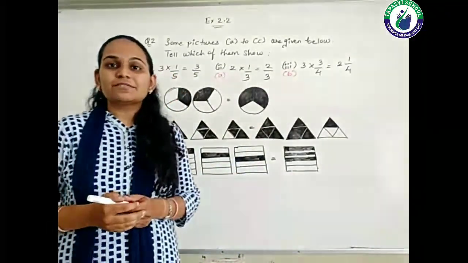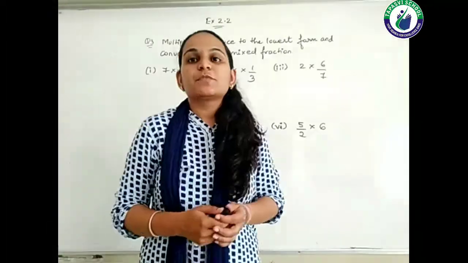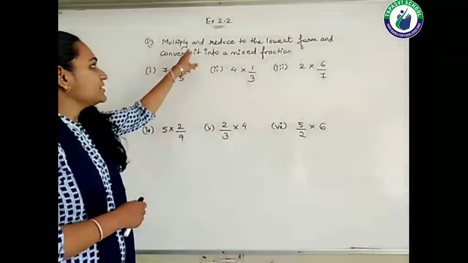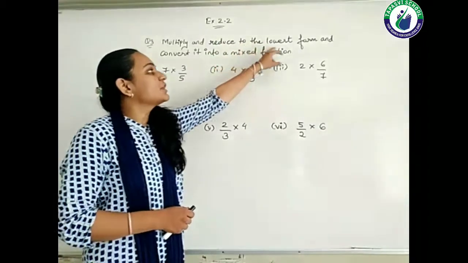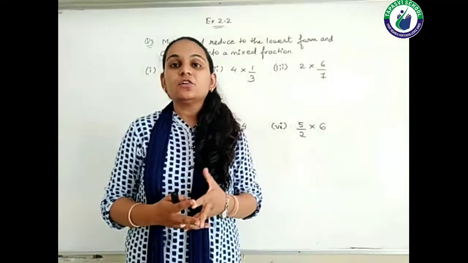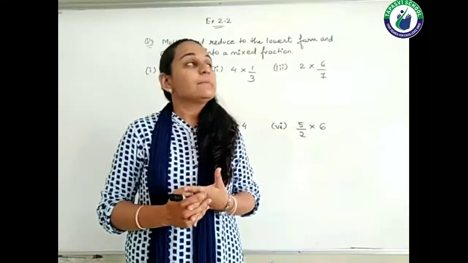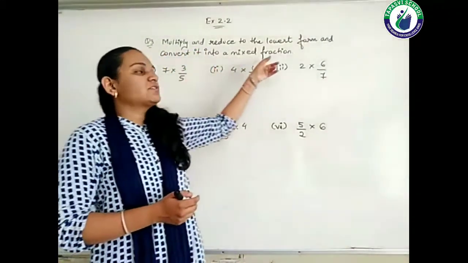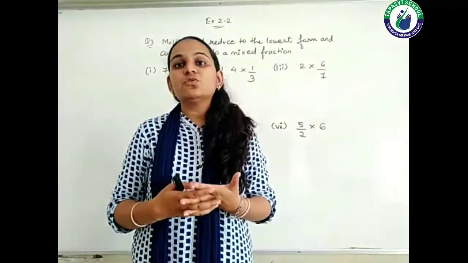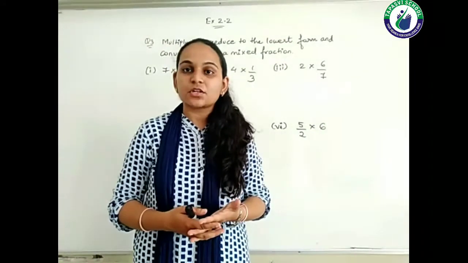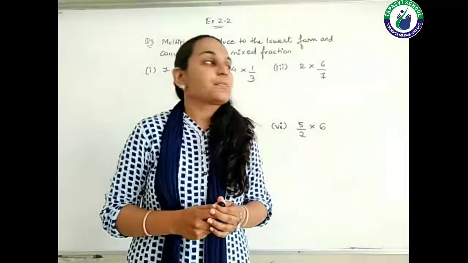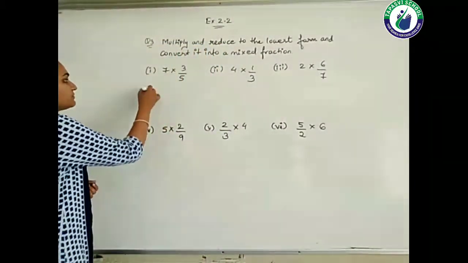Is it clear, students? Right? I hope you understood question number 2. Okay, students, now let's start with question number 3. Question number 3 is multiply and reduce to the lowest form. Lowest form means we need to do the cutting, or you can say the division form, and convert it into a mixed fraction. If your answer, student, comes as an improper fraction, then you need to convert it into a mixed fraction. You can first go with the cutting and then go with the mixed fraction. So let's begin here, students.